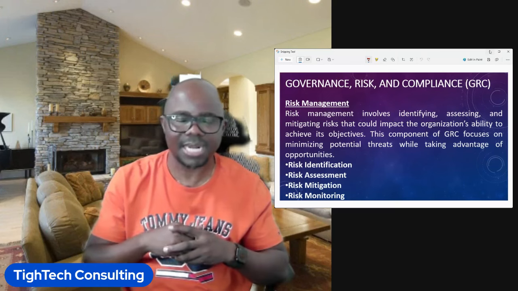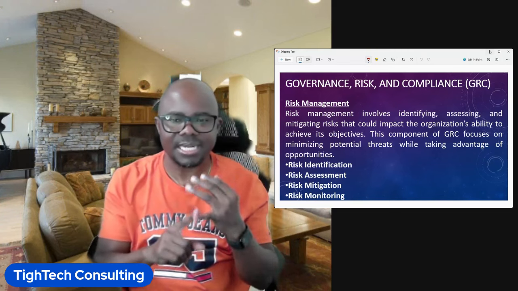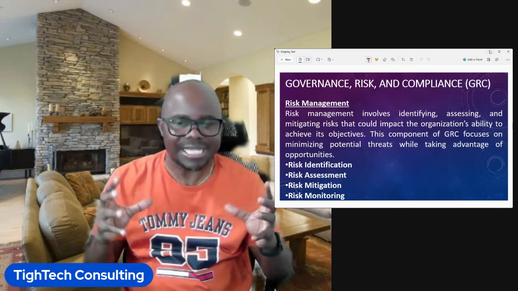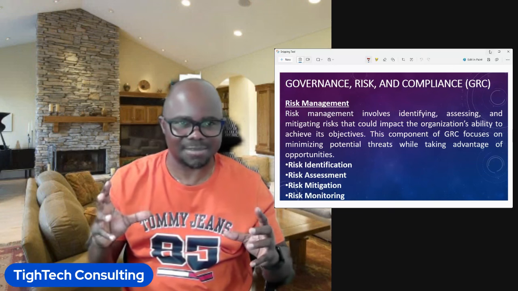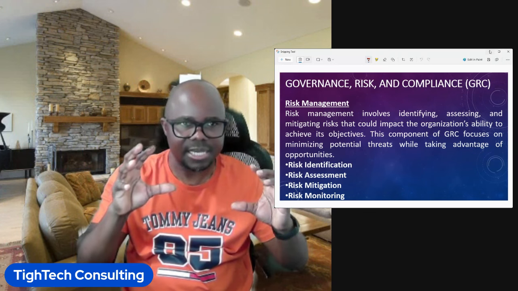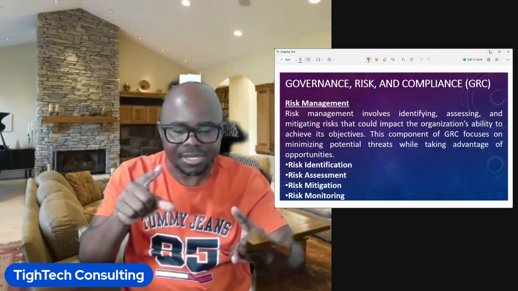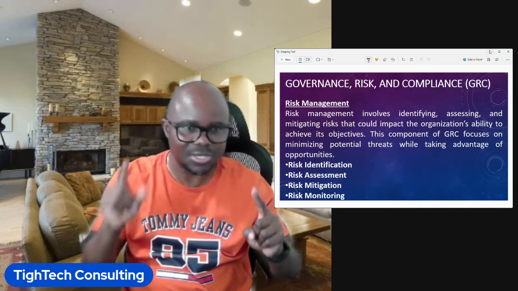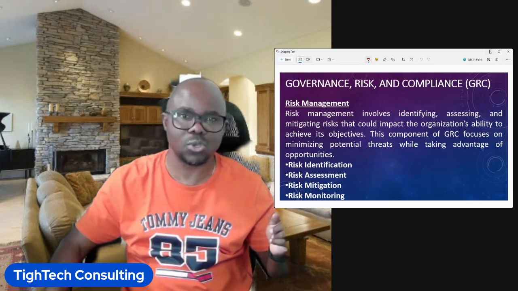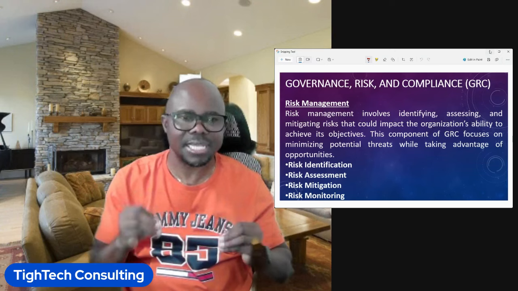And then the second component under risk management is risk assessment. Risk assessment involves evaluating the likelihood and the potential impact of identified risk, prioritizing them based on their severity. If you read NIST 800-30, you see that risk has a mathematical expression: risk equals likelihood times potential impact. I've done a lot of videos on that, so please go and review it. The third component is risk mitigation.